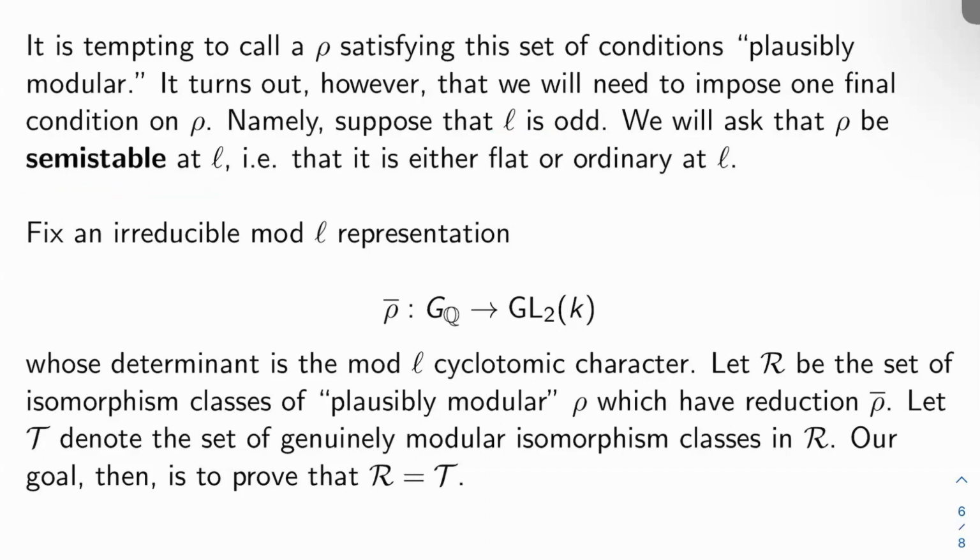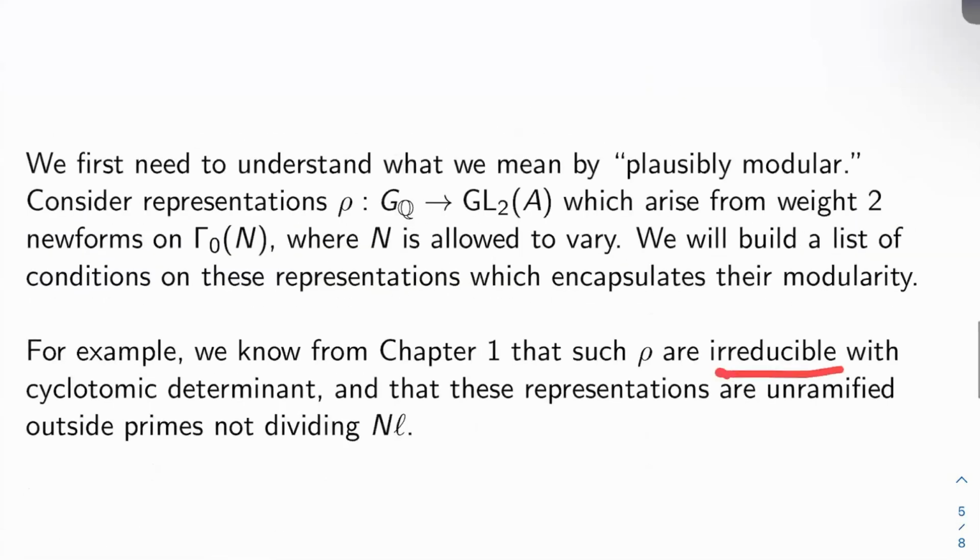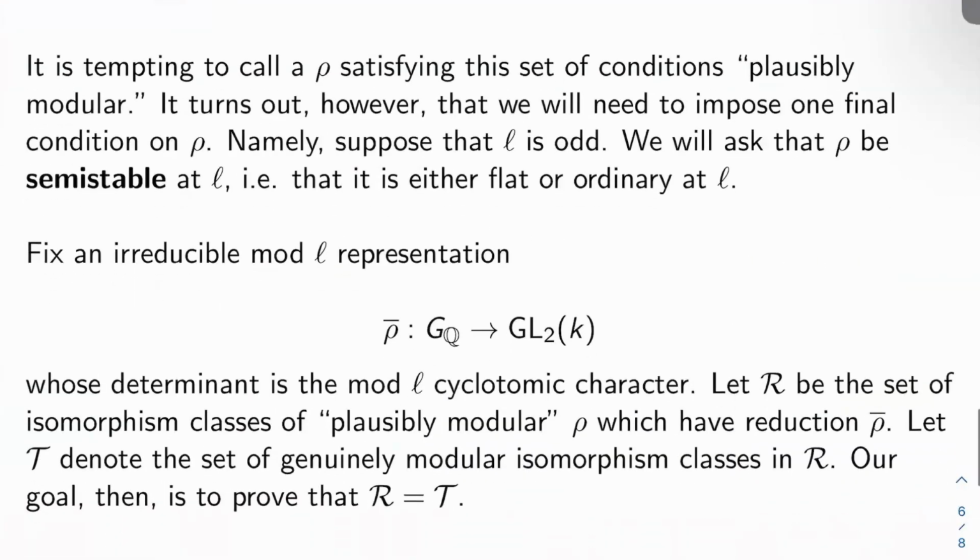This is a condition we talked about in chapter 1 already, but if you recall, that means it's either flat or ordinary at L. So flat means it's Galois-theoretic: its Q_L points come from the Q_L points of a finite flat Z_L group scheme. And ordinary at L sort of means the image of inertia at L is strictly upper triangular, so it's like unipotent. Okay, so we're going to need to add that condition onto the three above. So we want irreducible, cyclotomic determinant, unramified outside primes not dividing NL, and semistable at L.